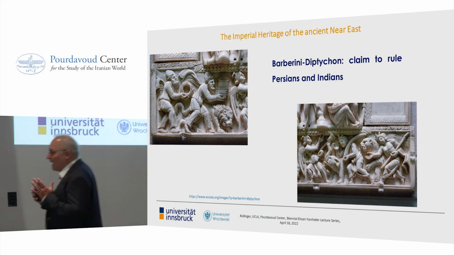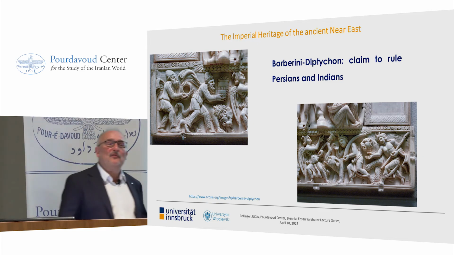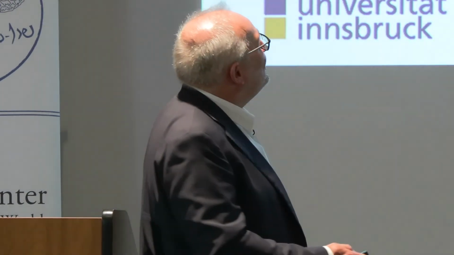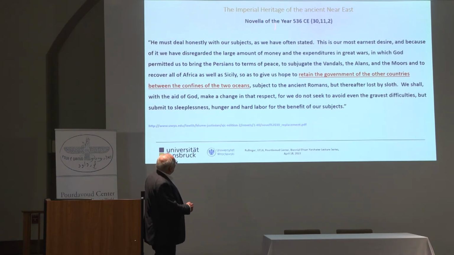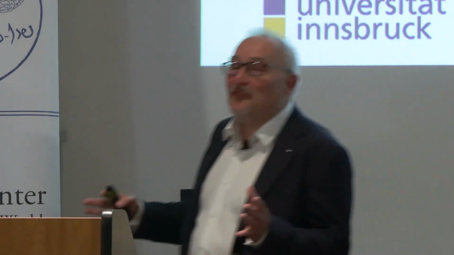So true world rule has to include India as defining the eastern border of the world, and actually it has to be an empire that is bounded by the shores of the sea, as one passage of the novella of Justinian of the year 536 reveals, so as to give us hope to retain the government of the other countries between the confines of the two oceans. So perfectly set into a worldview that leads us immediately back to the 3rd millennium BC of ancient Eastern times, and which was so much developed by the Persians and Achaemenids.